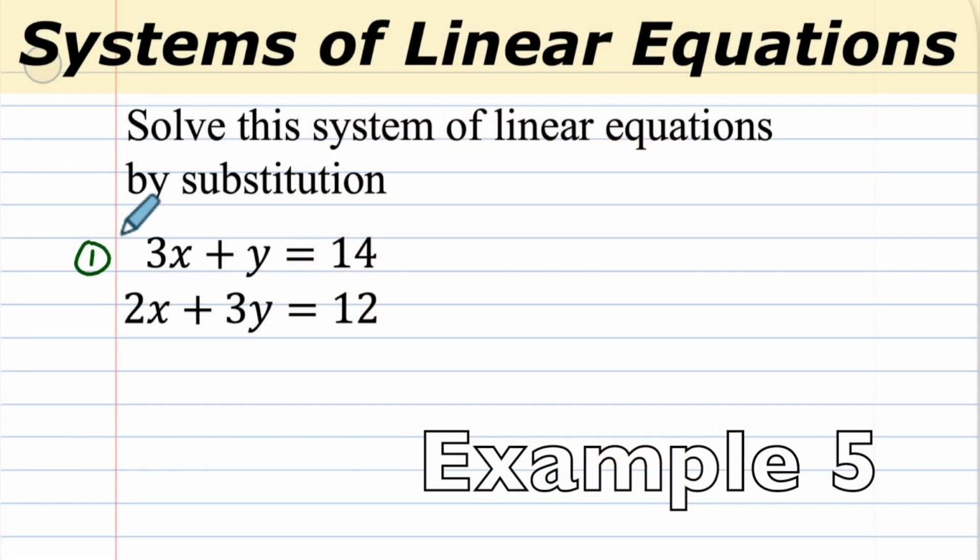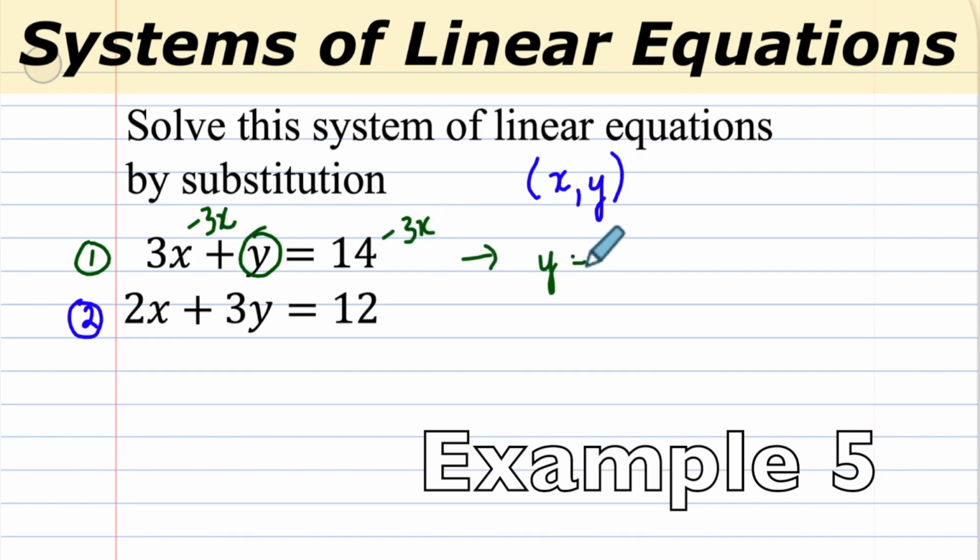We have one equation, two equations. We're looking for the values for x and y that hold true in both of these equations. We'll solve for y by subtracting 3x both sides. Y is equal to negative 3x plus 14, or 14 minus 3x. We'll take that value and insert it in the second equation.